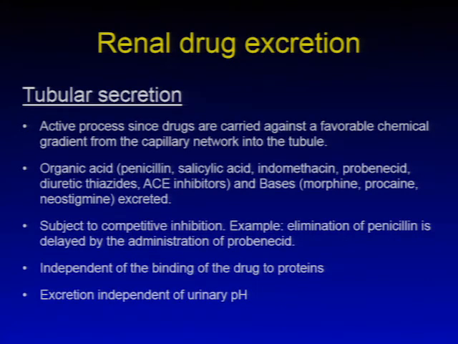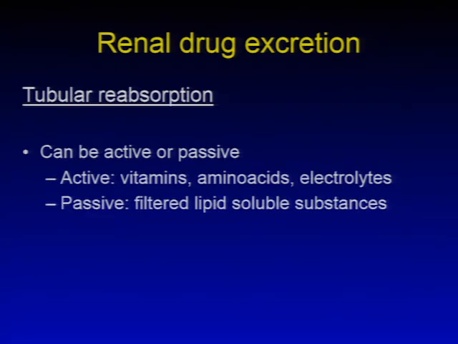Tubular secretion is an active process, since drugs are carried against a favorable chemical gradient from the capillary network into the tubule. Examples are penicillin, salicylic acid, indomethacin, and thiazide diuretics. This mechanism is subject to competitive inhibition. It's independent of binding of drugs to the proteins, and excretion is independent of the urinary pH. Tubular reabsorption can be active or passive. Active tubular reabsorption is done for vitamins, amino acids, and electrolytes. Passive tubular reabsorption is done for filtered liposoluble substances.